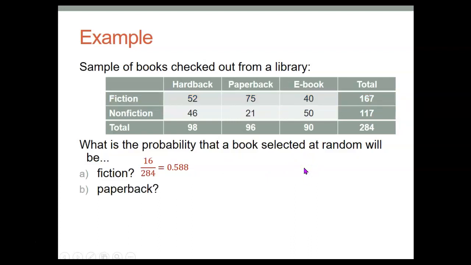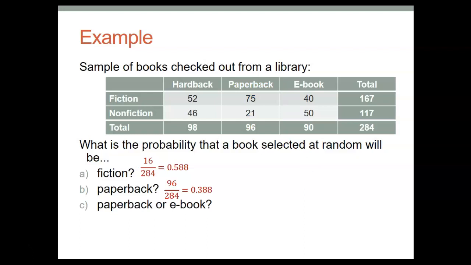Next question, what's the probability that a book selected at random will be paperback? There are 96 of those, 96 ways we could get a book that's paperback out of 284 in all. So the probability there is 96 over 284, which in decimal form would be 0.388.